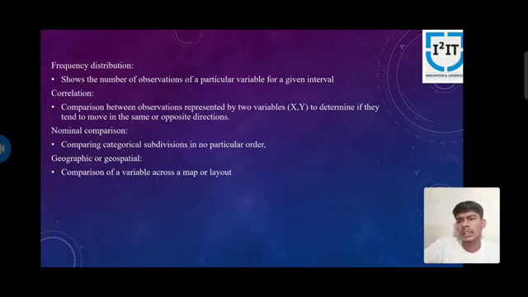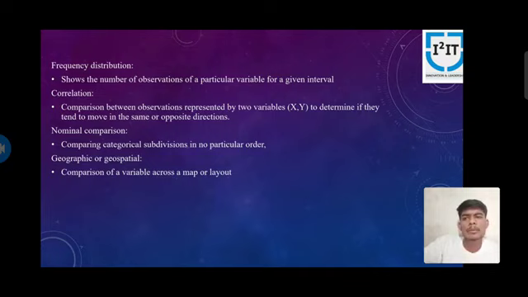Next is correlation. What is correlation? It is the comparison between observations represented by two variables x and y to determine whether they trend in the same or opposite direction. That is how graphs are plotted in data analysis, as a function of correlation.